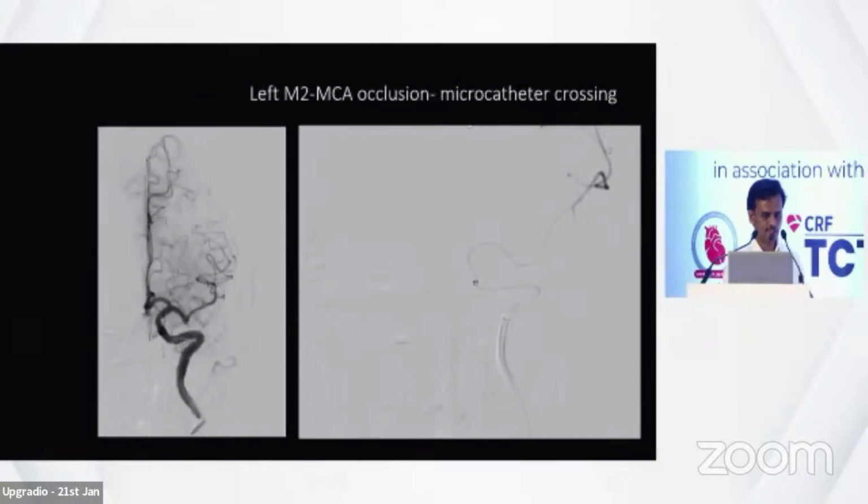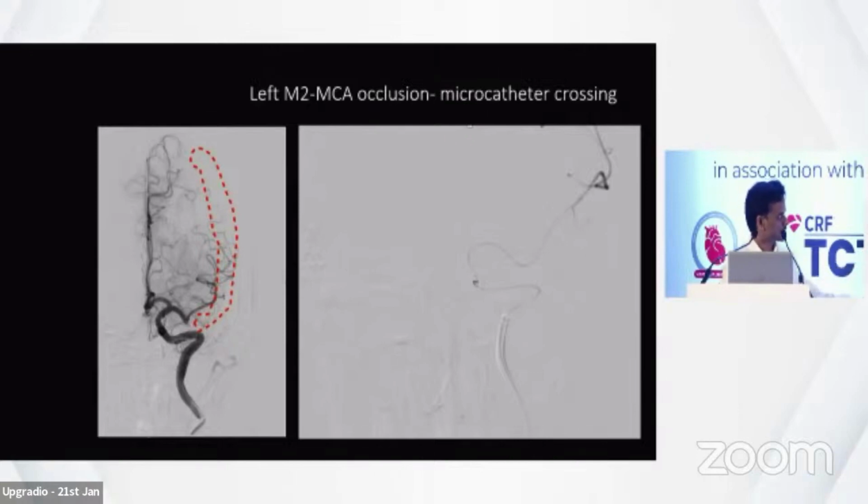So this is a case example. It looks as if the MCA is patent here, the entire MCA, but it is not. The inferior division is missing. So this entire area is missing here. Paucity is there, as you can see here. This particular branch, which is supposed to be here, is not seen.